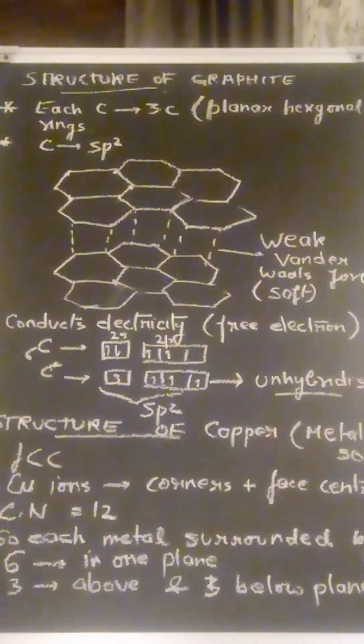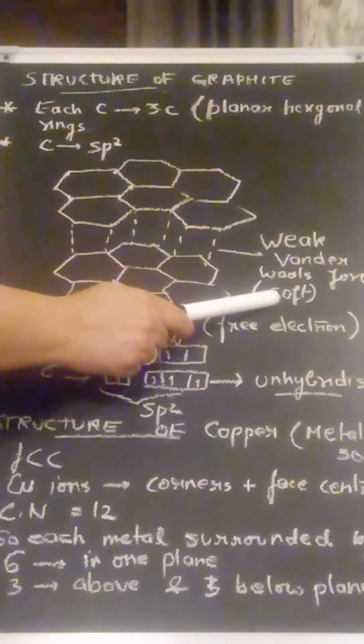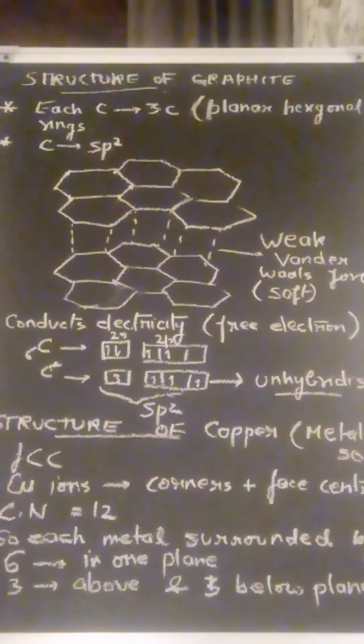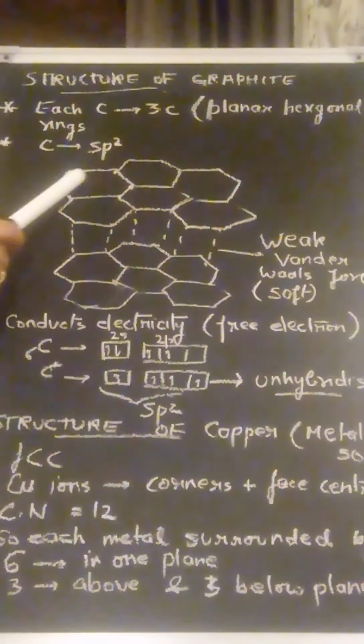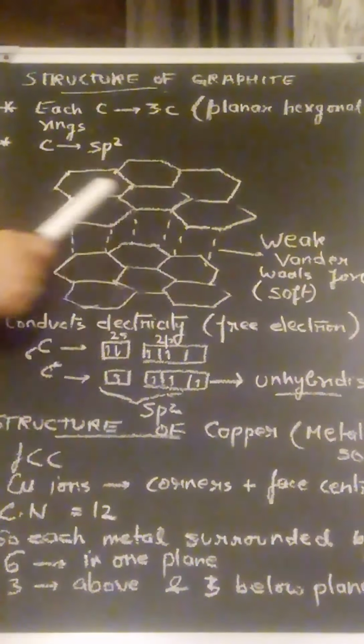Now graphite is very soft, and it is generally used as a lubricant, getting it? So why is it soft? And why was diamond hard? Diamond was hard due to strong covalent bonds. Now we will understand why graphite is soft in nature. So we see that each carbon is attached to three other carbon and forms planar hexagonal rings.